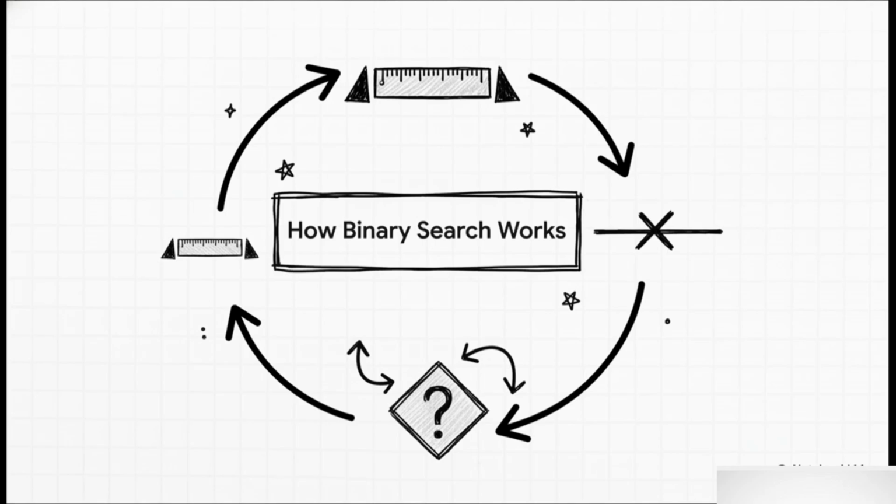So it all comes down to this really simple, repeatable loop. You set your boundaries, you find the middle, and you make a choice. Is it the target? Awesome, you're done. Is the target smaller? Search left. Bigger? Search right. You just keep doing that, and this is why it's so mind-blowingly efficient. Instead of checking a million items one by one, you might only have to check 20 times. It is a staggering difference in speed.